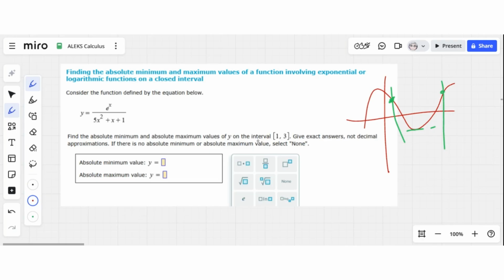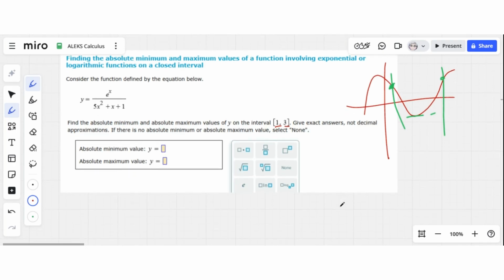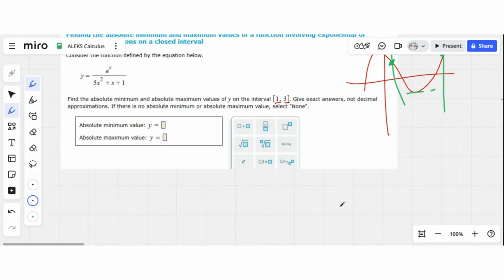Our interval here is from 1 to 3. So we'll keep that in mind, but let's start by taking the derivative. And this particular topic in ALEKS is a little bit tricky. There's a lot of work to do, and they're giving you functions that involve exponentials or logarithms. In this case, we have to apply the quotient rule. Others require the product rule, and in addition, the chain rule. So these can get a little bit involved. This one is actually one of the easier ones. Let's see if we can get through this step by step.